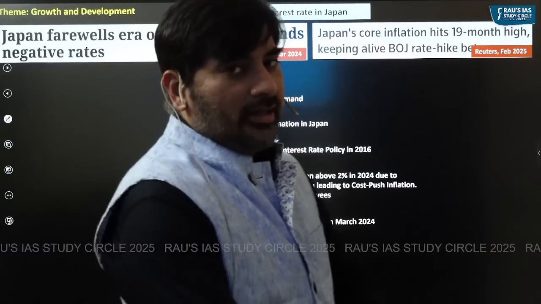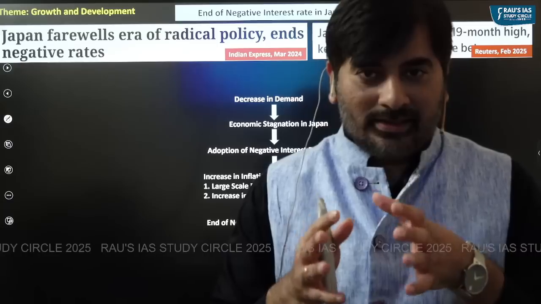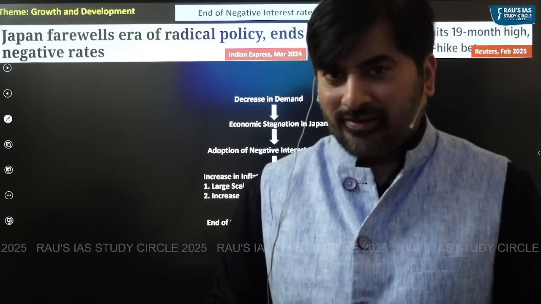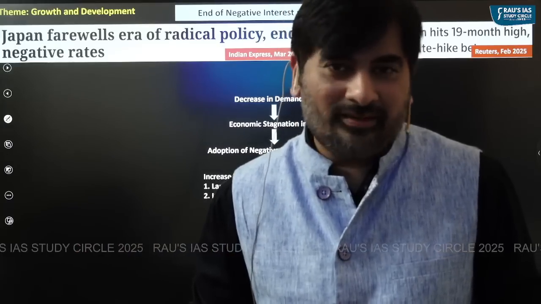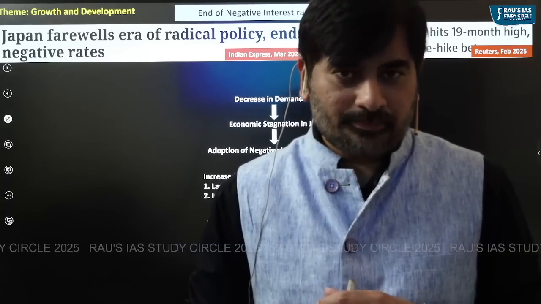Now the next one is with respect to the end of negative interest rate in Japan. So here, as far as your prelims examination is concerned, you should know what exactly this negative interest rate is. For that, let me just give you the background.